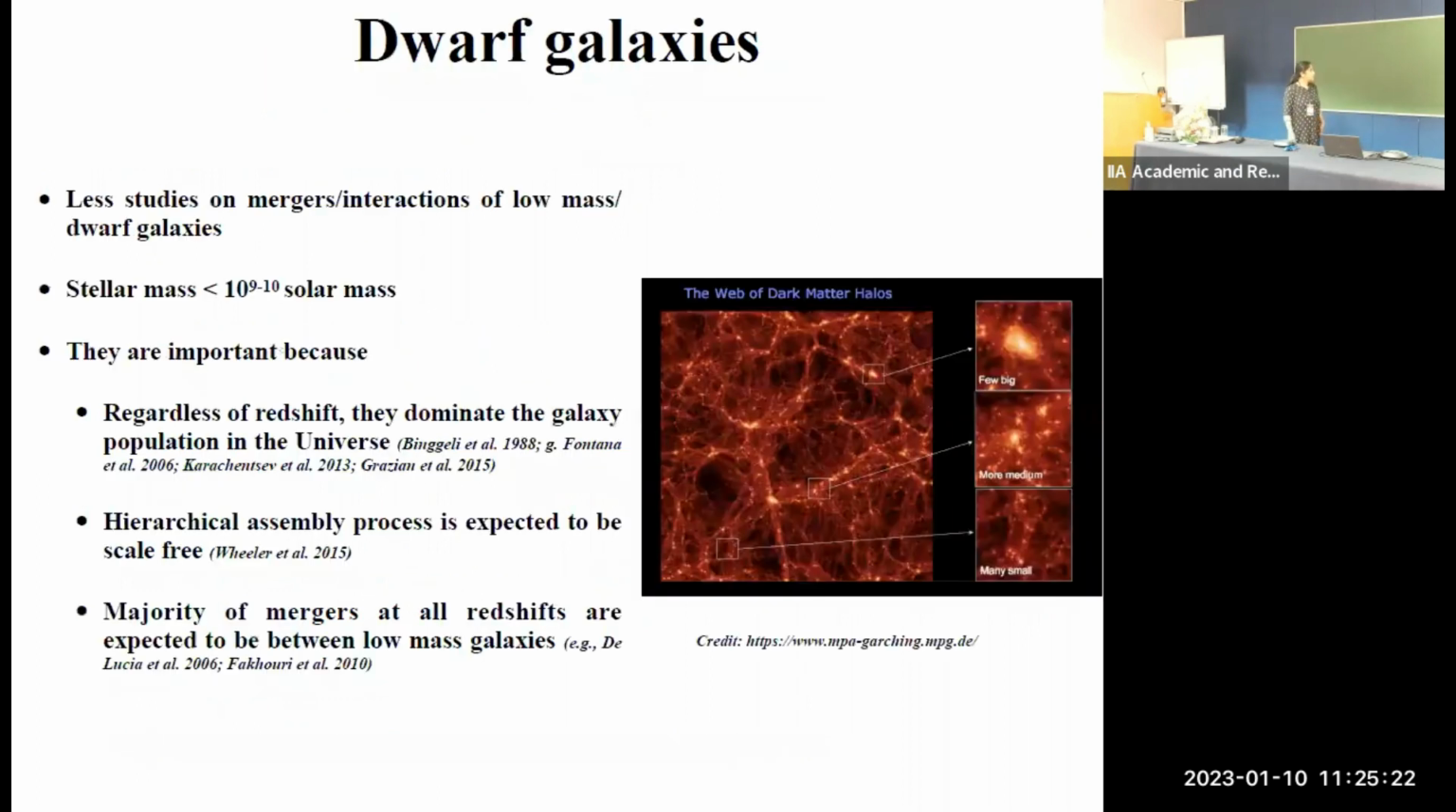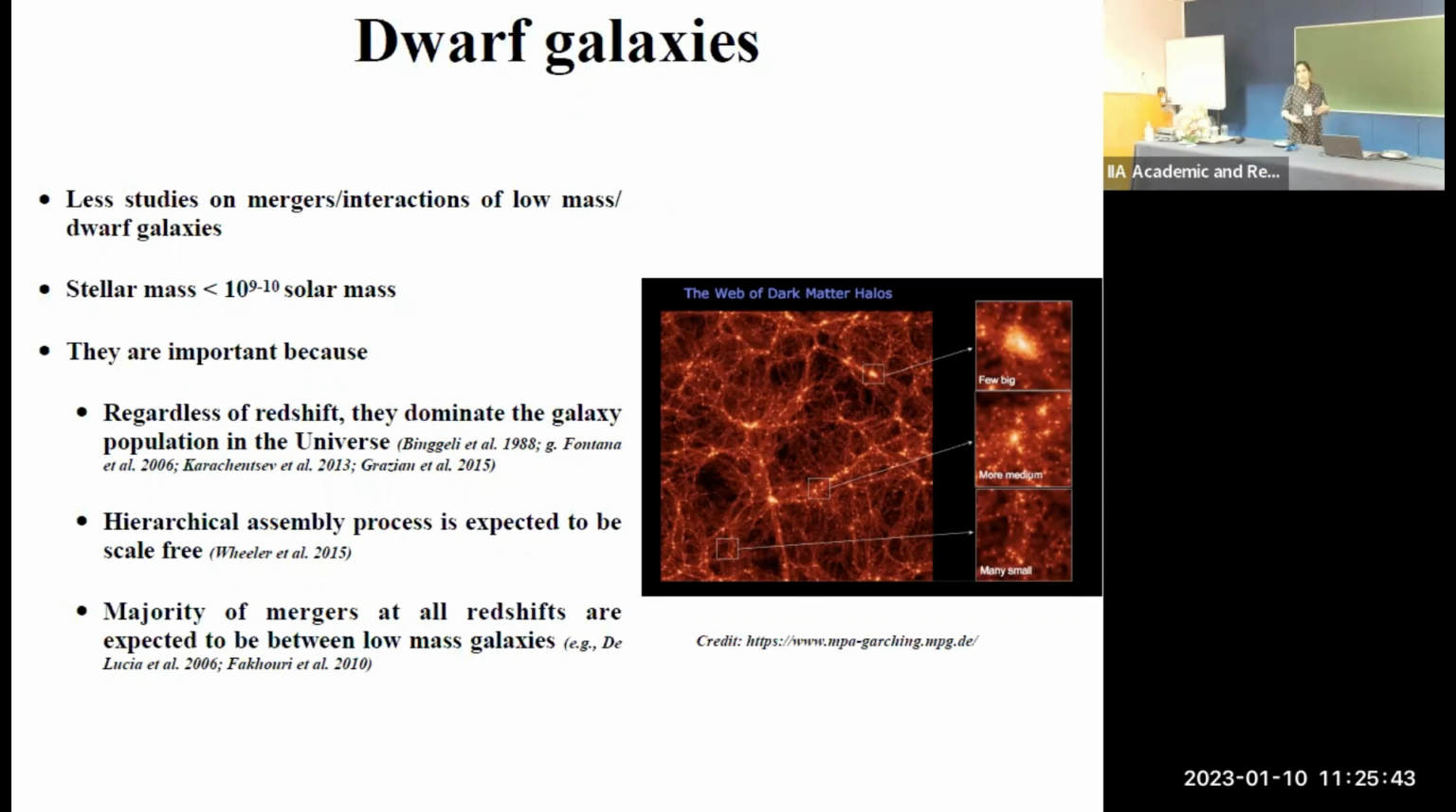But the effect of these kinds of interactions on low mass galaxies is less understood. Low mass, in the sense of less than 10 to the power of 9 solar mass of stellar mass. Then why do we care about dwarf galaxies? Because they are important regardless of redshift. They dominate the galaxy population in the universe.